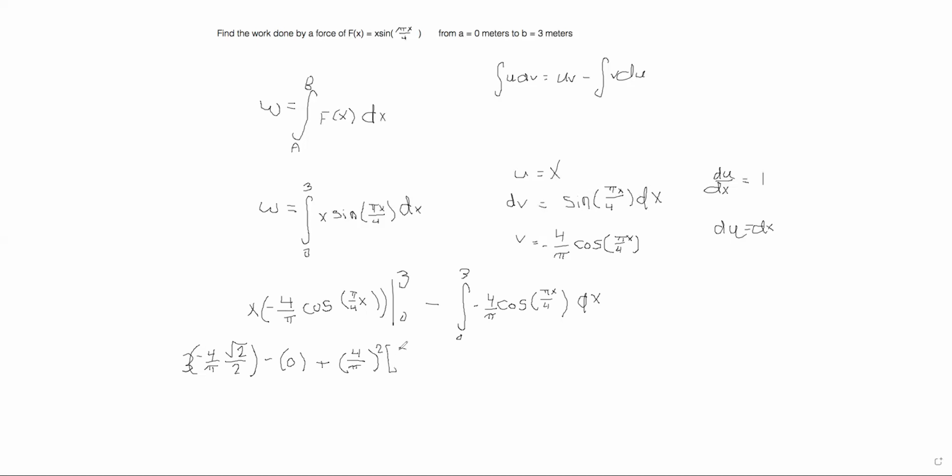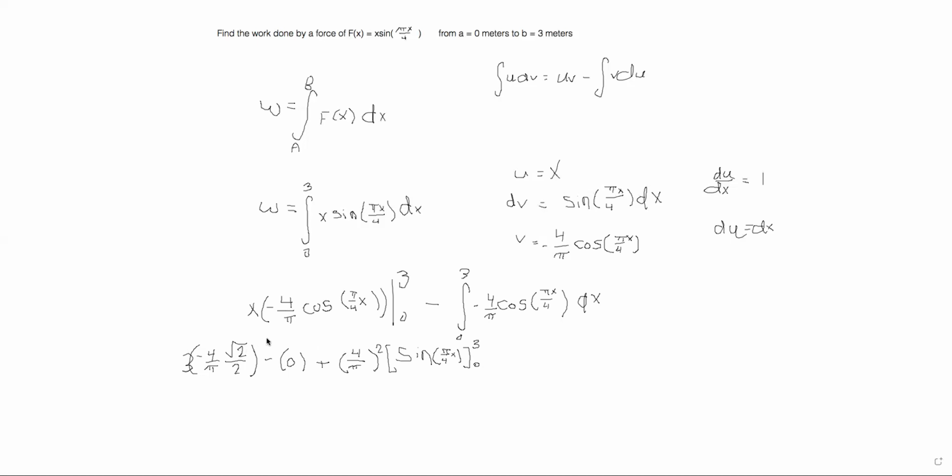So we are going to do sine of our inner function, pi over 4 times x, evaluated from 0 to 3. So we're in quadrant 2, if our angle is 3 pi over 4. And in this quadrant, for this particular angle, sine and cosine are going to have the same magnitude. So cosine is root 2 over 2. Sine of 3 pi over 4 is also going to be root 2 over 2.